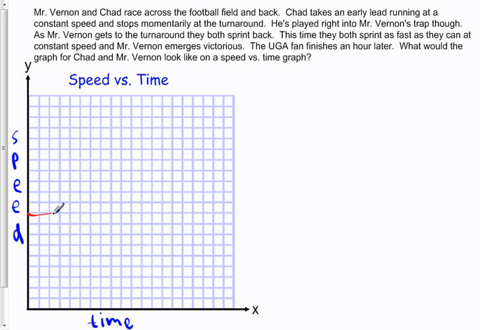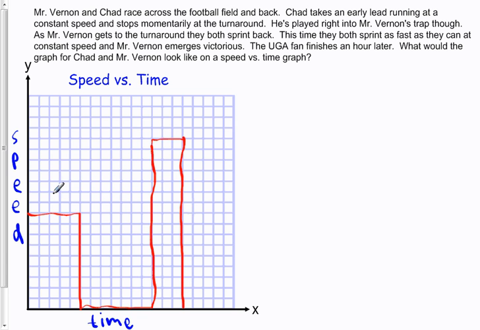Okay, so for Chad, he starts out at a pretty decent pace. Okay, he runs, then he gets halfway across, and he sits there. So his speed at this point would be 0. So it's going to drop all the way down because he's not moving. Okay, so he runs across and he just stops right there. All right, that's why we have a straight drop right here. So he sits there for a little while waiting for Mr. Vernon. Then when Mr. Vernon gets back, he goes really quickly back to the end. So he runs for a short amount of time at a really fast pace. Okay, so those are supposed to be straight up and down.